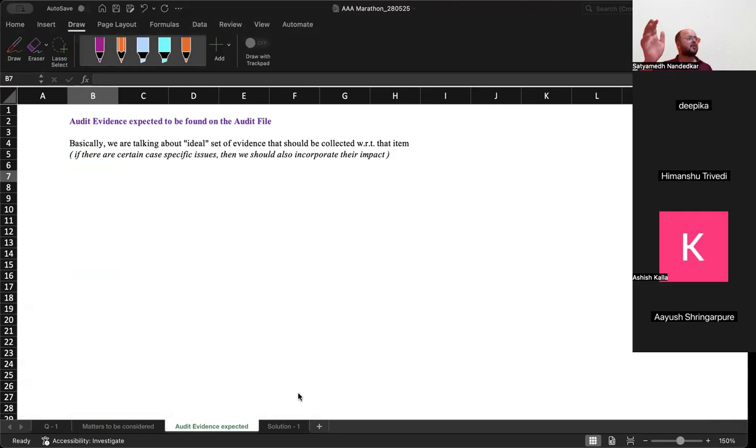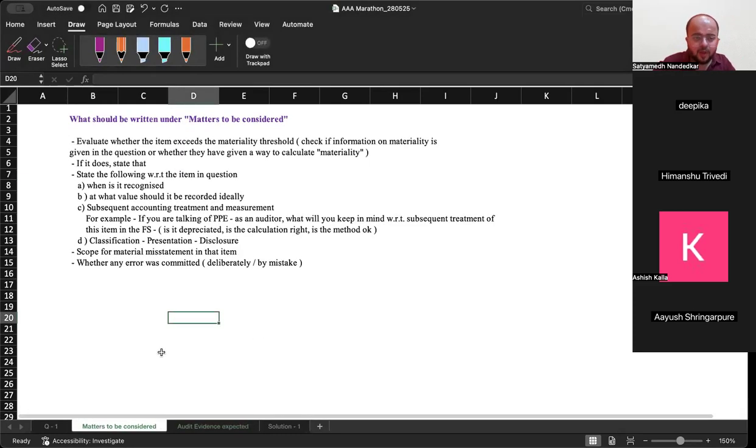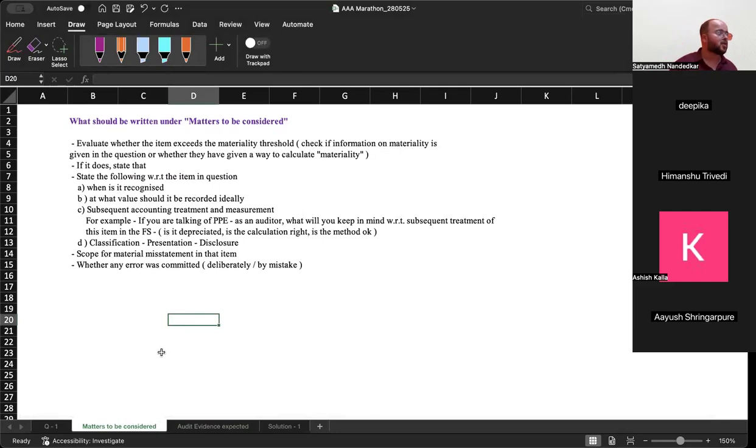For example, if you are evaluating investments, then in the case of investments, the investment certificate should be there. If the company has made an irrevocable decision to designate the particular instrument as fair value through OCI, then the document for that should be there. If you are talking about a loan agreement, then a copy of the loan agreement, loan repayment schedule, balance confirmation from bank, or interest calculation, TDS calculation, these are all evidence points. Okay, now have a look at this once, matters to be considered, and then we will go back to the question.